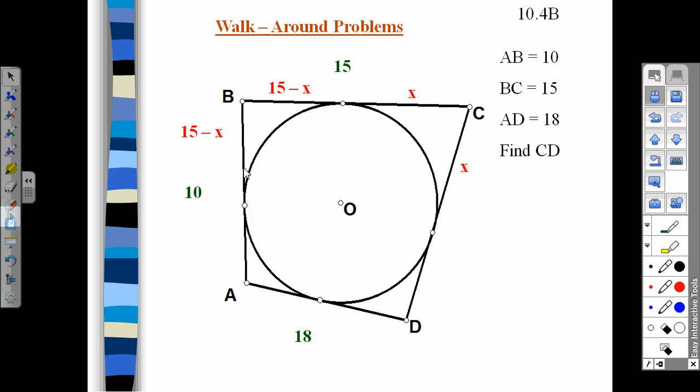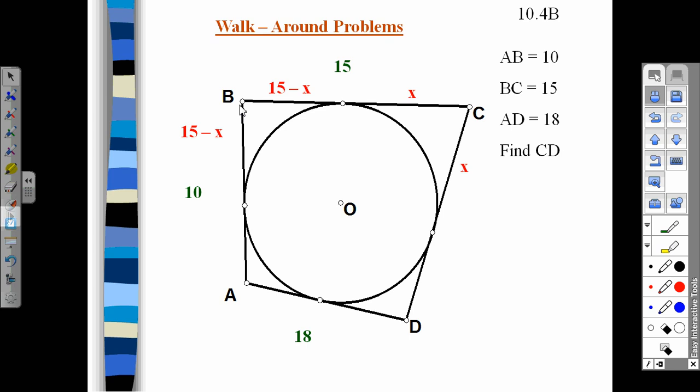So at this point you can kind of get a feel for what we're doing. We're going to be walking around all the way until we get back over here. And we're going to do that same process. Only now it's getting a little bit more complicated because we don't just have X. We have an expression, 15 minus X, for the length of this segment.